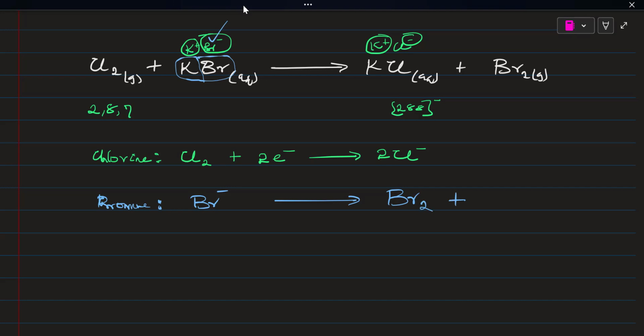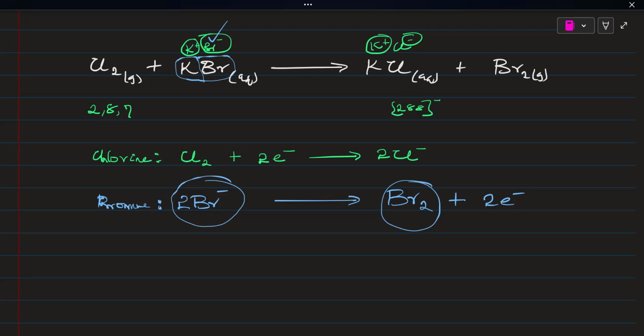then plus the electron gain. Remember, it has to be 2 electrons because there are 2 bromine atoms here. 1 will gain 1 electron each. So it means we have to put 2 here as well in order to balance the equation. 2 bromide ion. In fact, the equation up here that I wrote, I did not balance it actually.